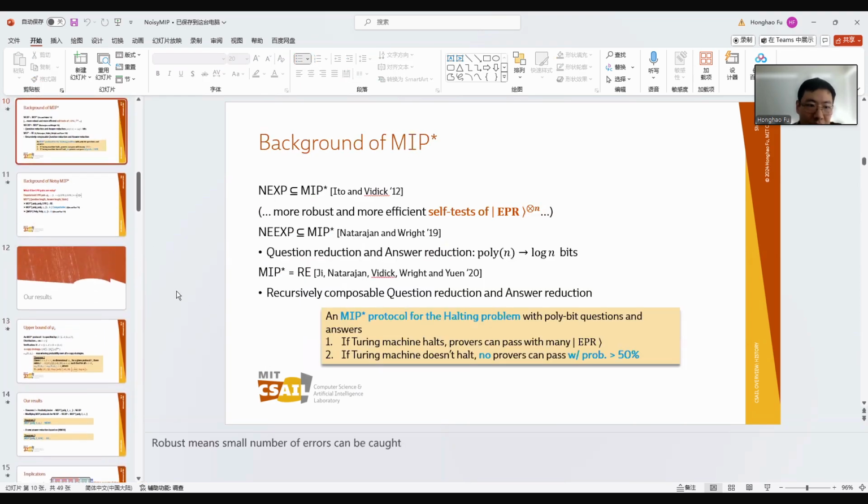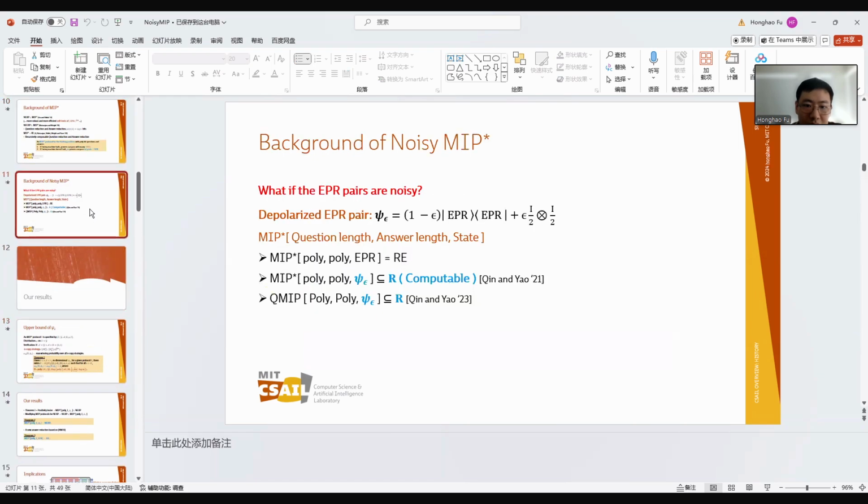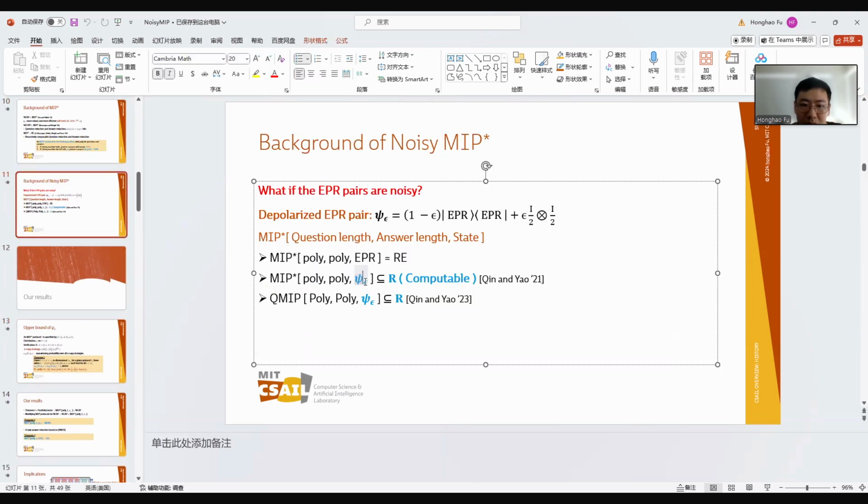basically, if you look at this result here, I should mention this epsilon can be anything bigger than 0. And for anything bigger than 0, they show this is contained in the computable. So that means no matter how small the noise is, you cannot recover the full power. Okay. I see. Thanks.